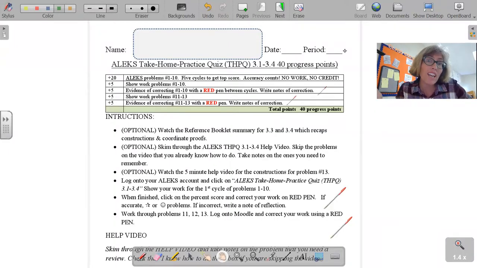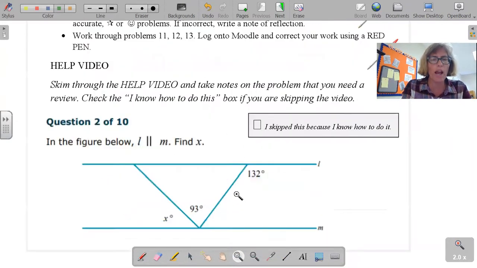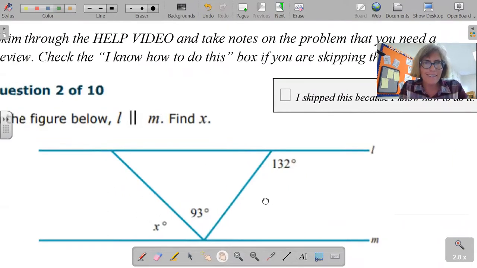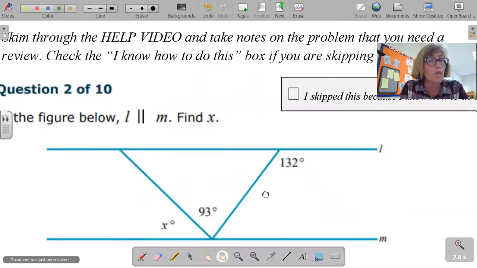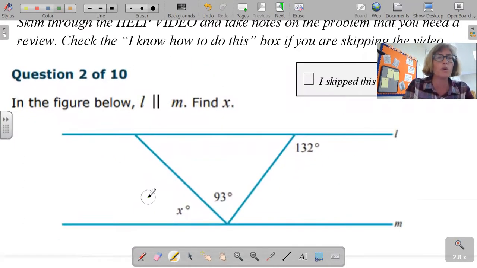Students, this is the help video for the ALEKS portion of the take-home practice quiz 3.1 to 3.4. Taking a look here, I've given you sample problems for ALEKS. You can do as many of these or as few as you choose to. This is a sample for problem number 2.